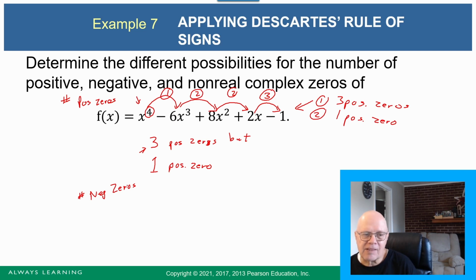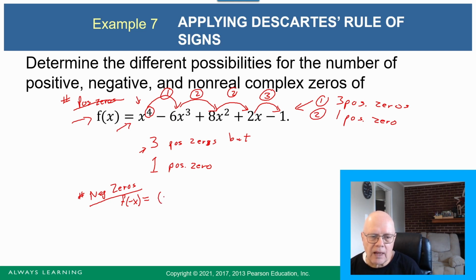How about the negative zeros? We talked about positive zeros. There might be 3 of them, there might be 1. How about the negative zeros? Well, we already went through this, and that doesn't tell us about the negative zeros. This is what we have to do. We're going to take that function and put minus x's in where the original has x's.